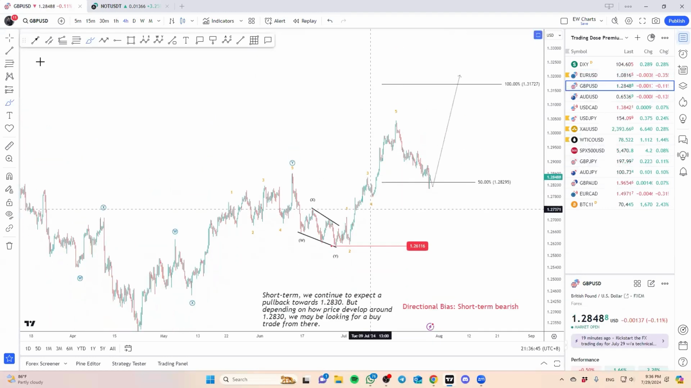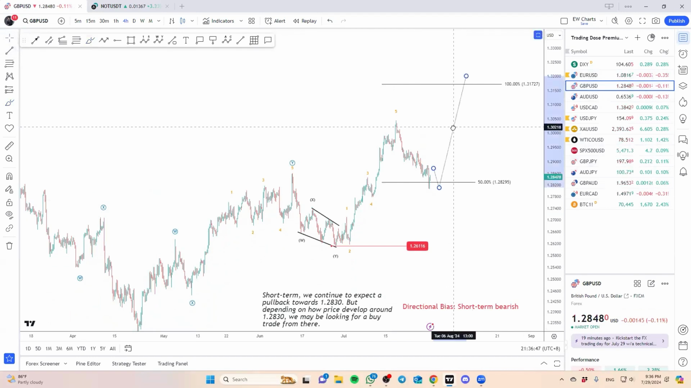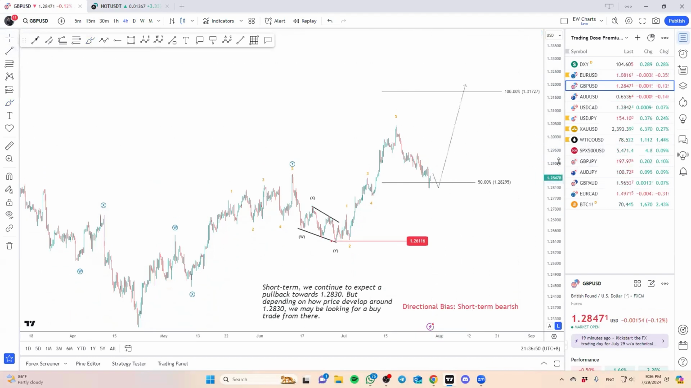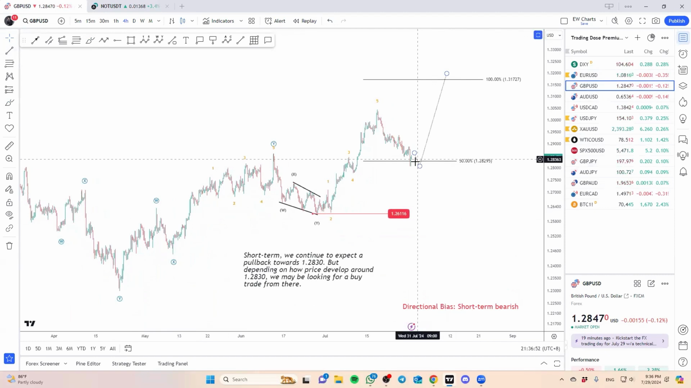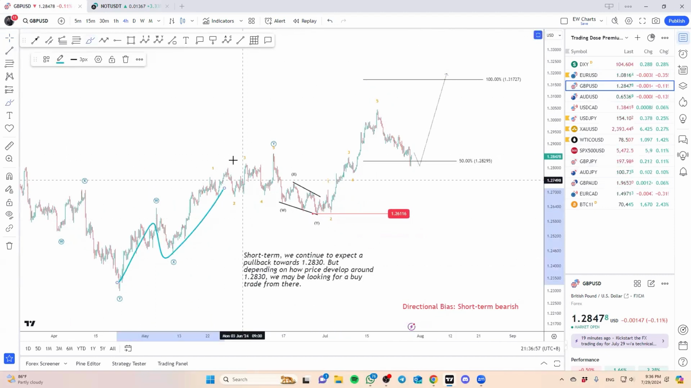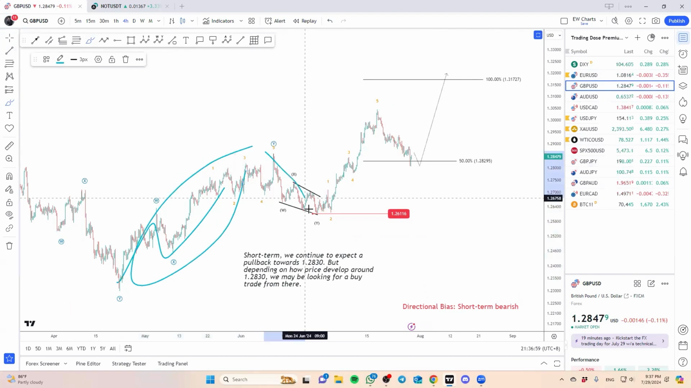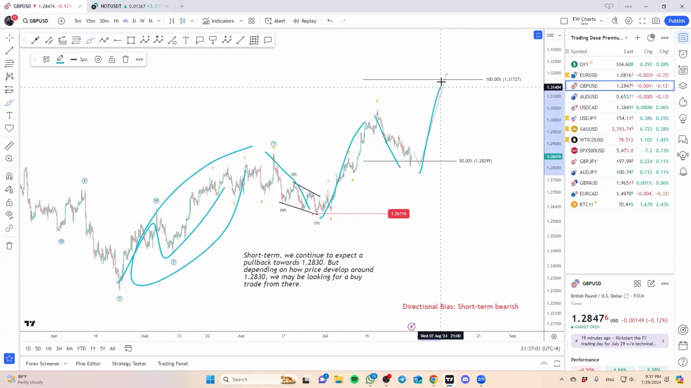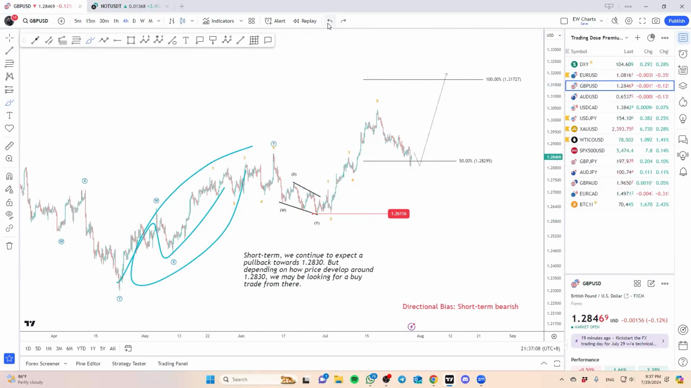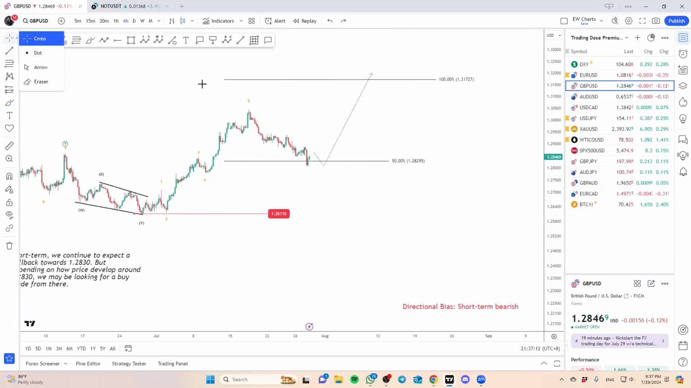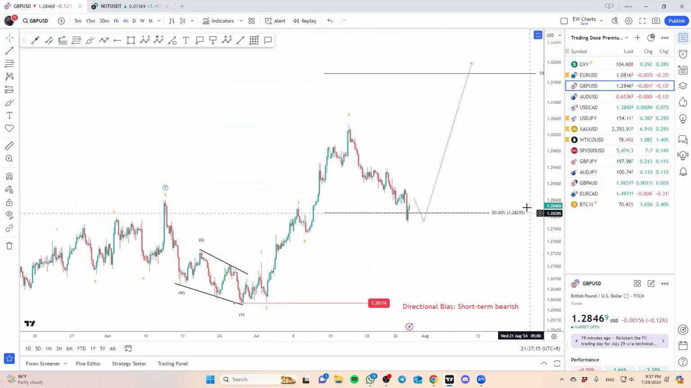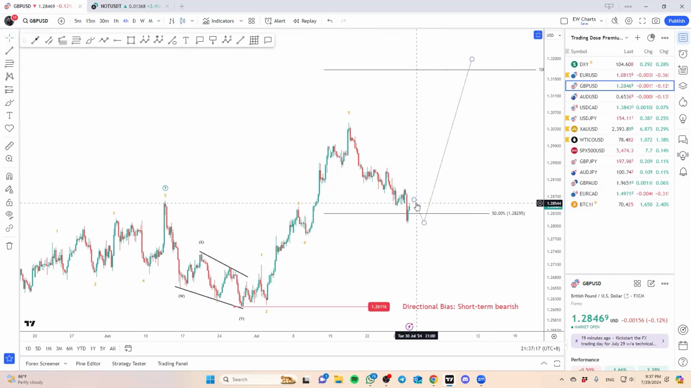Pound dollar is currently testing the 50% mark. I do expect some sort of a bounce from here. What I'm seeing on pound dollar is essentially a WXY structure. It completed a 3-wave cycle here, a pullback, and then a 5-wave internal here, a pullback, and I'm kind of expecting this to push up. But we will definitely want to be a little bit patient and wait for some sort of confirmation from the market first that it's indeed wanting to bounce.